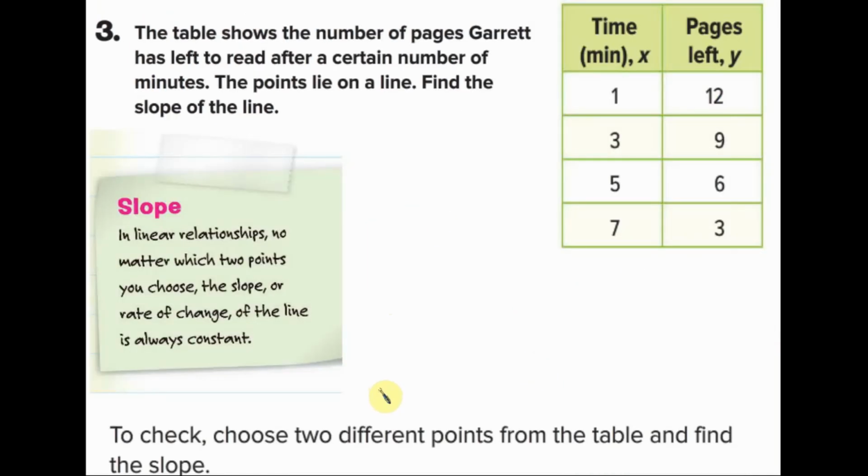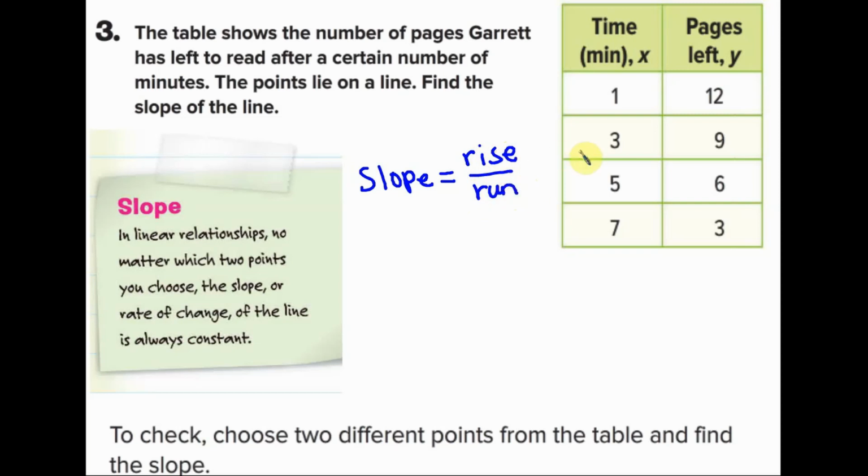Let's look at number 3. The table shows the number of pages Garrett has left to read after a certain number of minutes. The points lie on the line. Find the slope of the line. So here, if I want to find the slope, we talked about it as slope is equal to rise over run.